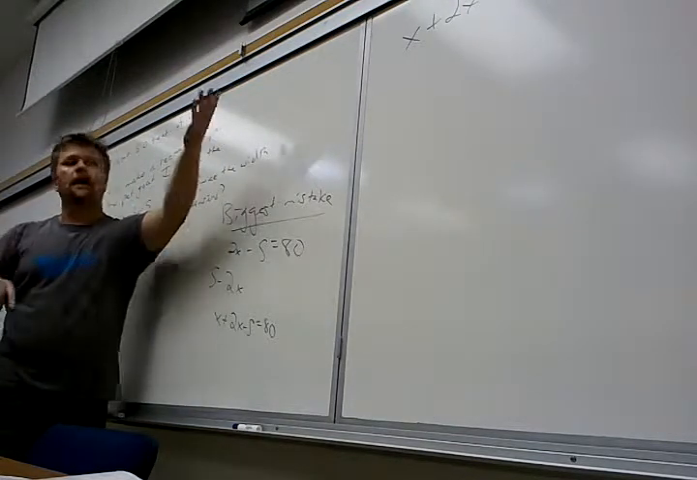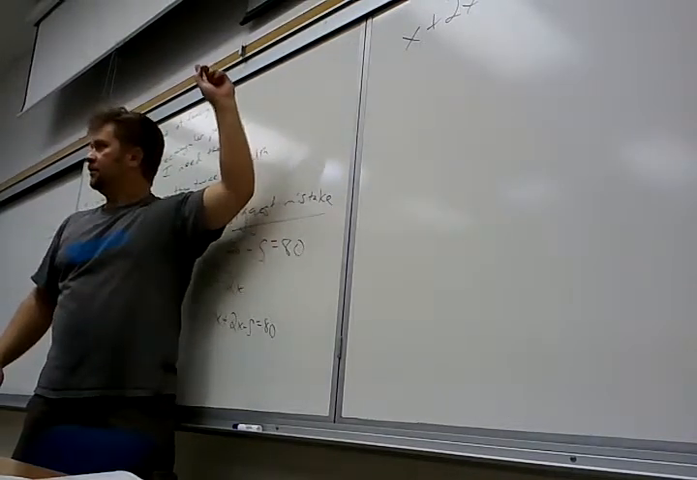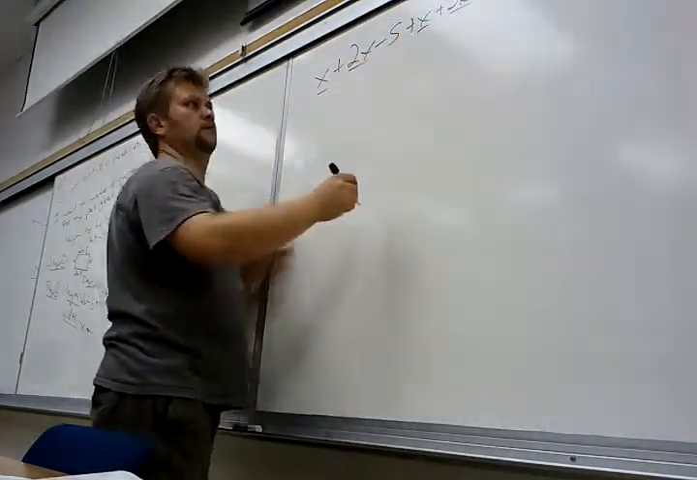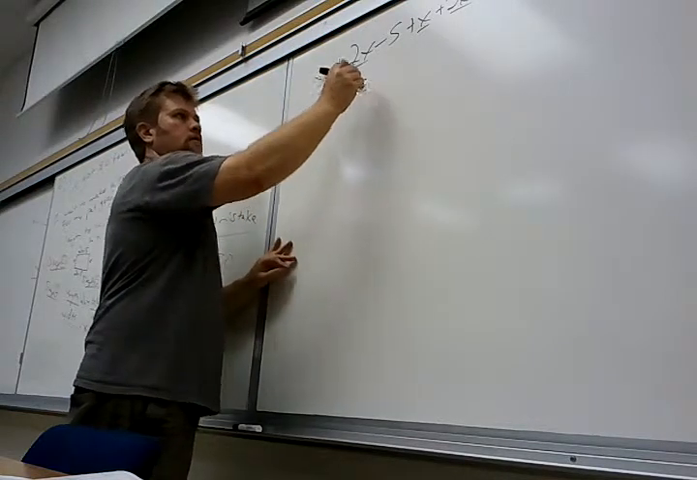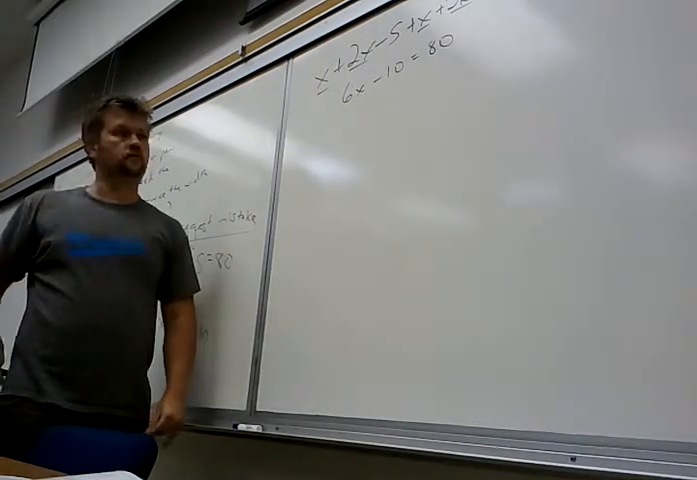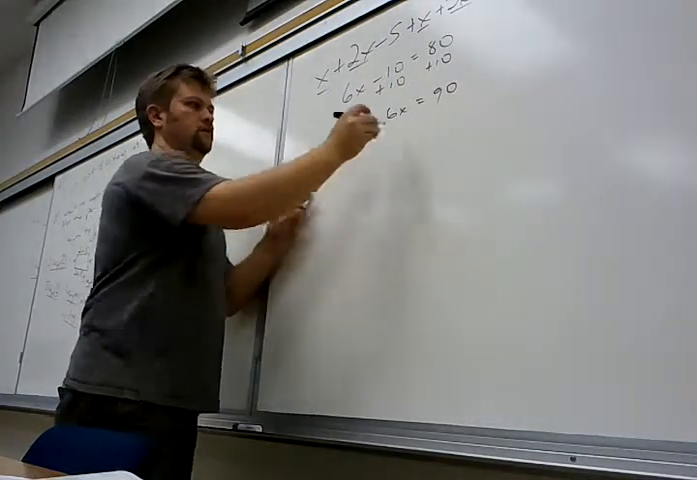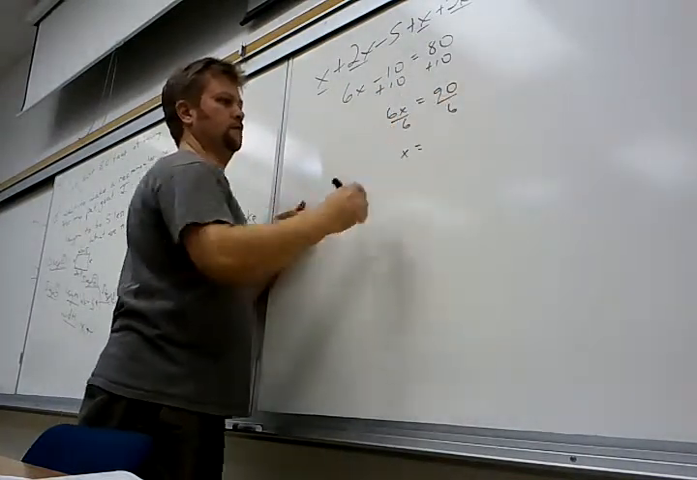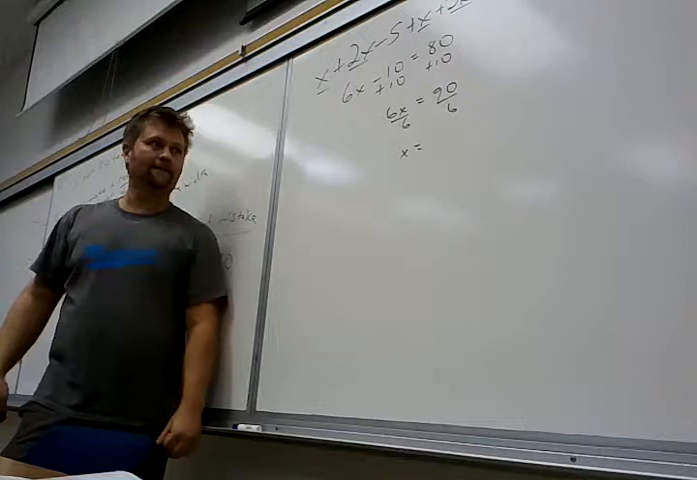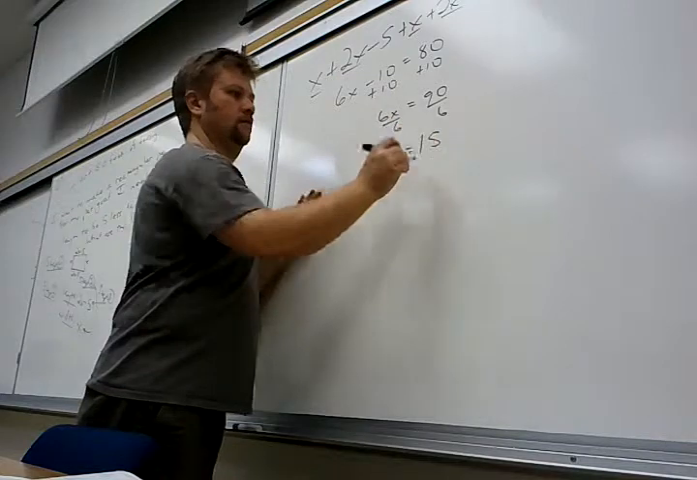And now it should be the easy part. We got through the hard part, which is getting to the equation. Now should be the easy part. What do you get? 6x minus 10. Let's see. Add 10. Divide by 6. Let's see if I did this right. I did. Yay. I was trying to make it come out to nice whole numbers. And it did. 15. So x is 15.